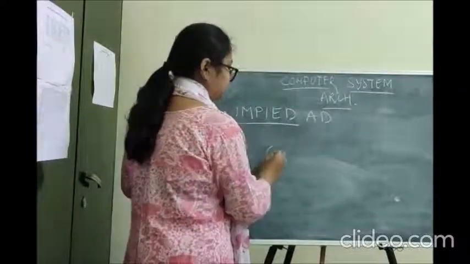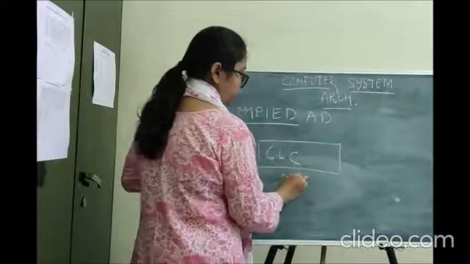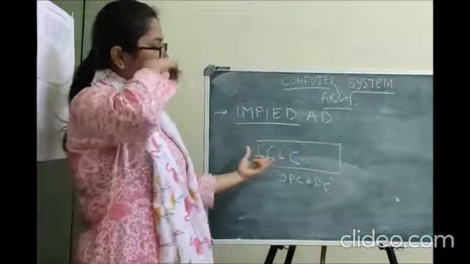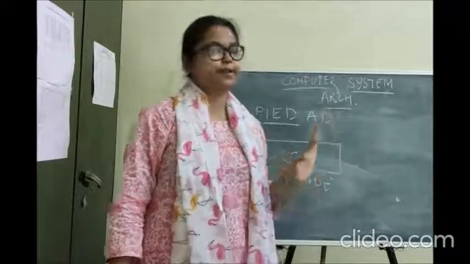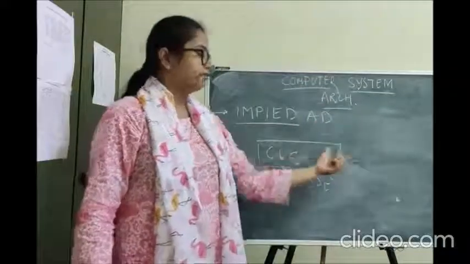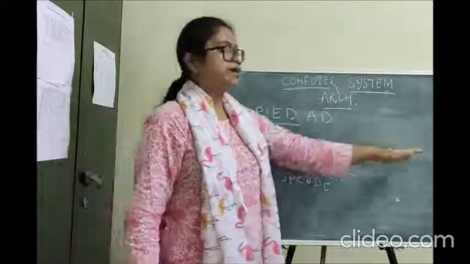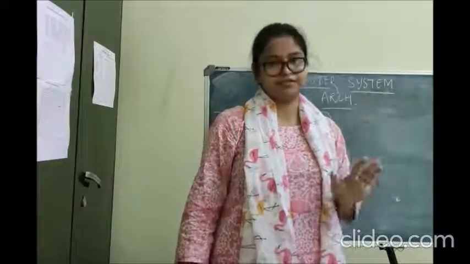Suppose one such example is CLC, which is an opcode. It is one of the operations in which the carry flag is set to 0. So this is implied. As soon as the ALU gets this type of operation, it sets the carry flag to 0. Okay, it resets it, we can say.